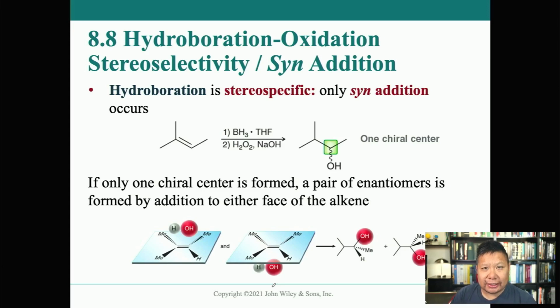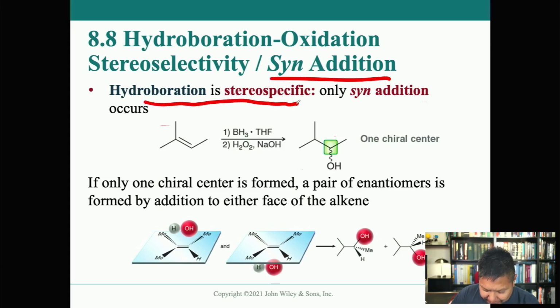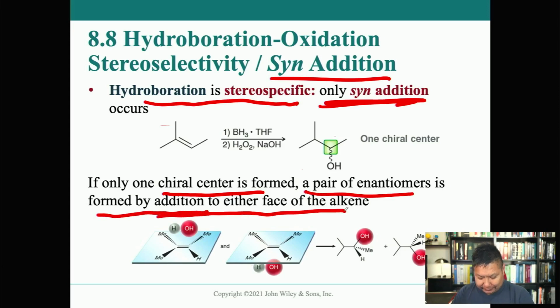So hydroboration, oxidation, stereochemistry. Oh, thank God. This is also a syn addition. You don't have to worry about knowing whether it's syn or anti. It's syn addition. Hydroboration is stereospecific, yes, but it's only syn addition. If only one chiral center is formed, a pair of enantiomers is formed by addition to either face of the alkene.